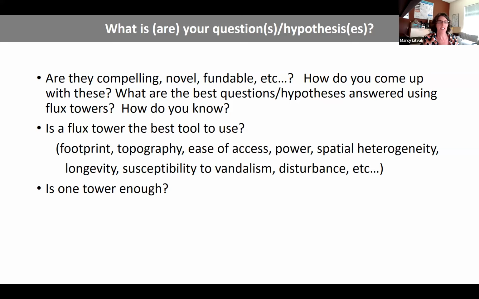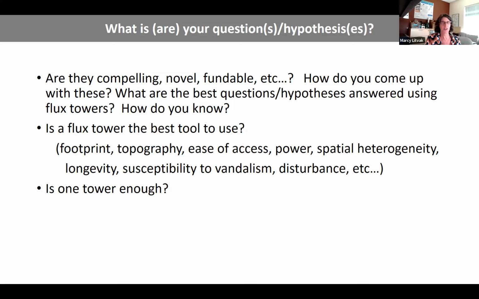I'm a big fan of flux towers, so I'm not trying to discourage you. It's what I built my whole research program on. But I think there are things to think about. You can definitely be creative, and I think you can put them in areas that you might not have thought of, but there are a bunch of things to consider, right? The footprint, like Paul mentioned, topography.